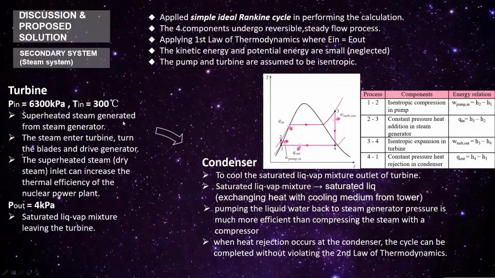Superheated steam generated from the steam generator enters the turbine, turns the blades and drives the generator. A saturated liquid-vapor mixture leaves the turbine. And we found that superheated steam at the inlet can increase the thermal efficiency of the nuclear power plant. The condenser cools the saturated liquid-vapor mixture at the outlet of the turbine by exchanging heat with cooling medium from the tower. The saturated liquid-vapor mixture becomes saturated liquid. Pumping the liquid water back to steam generator pressure is much more efficient than compressing the steam with a compressor. When heat rejection occurs at the condenser, the cycle can be completed without violating the second law of thermodynamics.